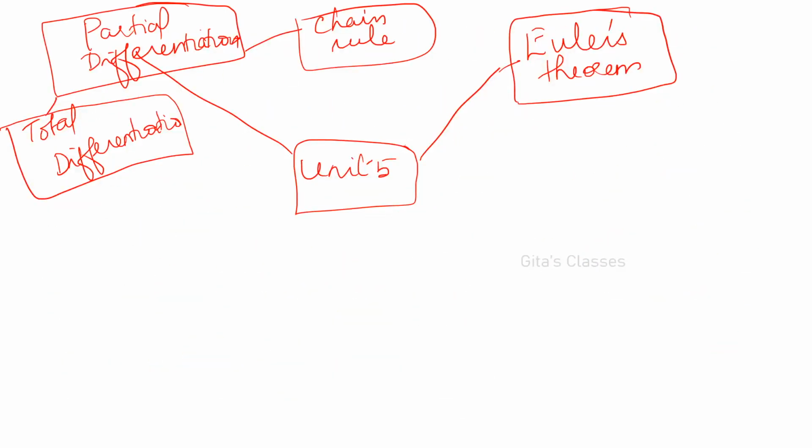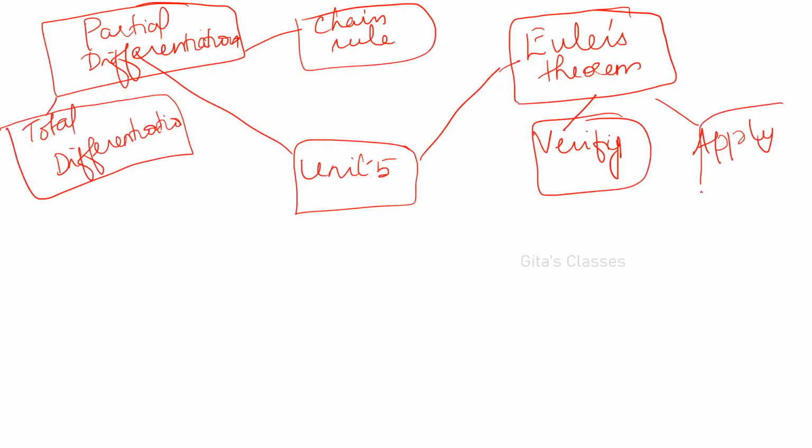In Euler's theorem, we have studied two things. One is verification of the theorem, or apply Euler's theorem to prove something. That also we have studied. Okay. Then Jacobians.